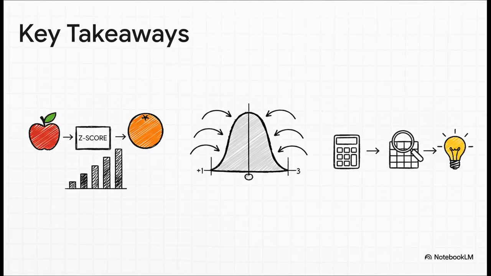First, z-scores are your go-to tool for standardizing data so you can finally compare apples and oranges. Second, they reframe every single data point in terms of how many standard deviations it is from the average. And third, the framework for applying this is a simple, repeatable, 3-step process. Calculate your z-score, find the probability, and then interpret that result in a real-world business context.